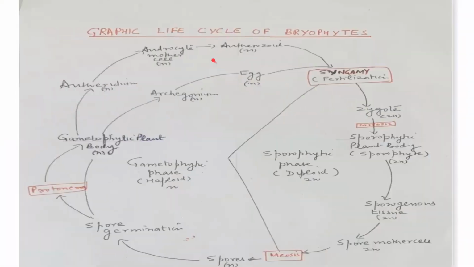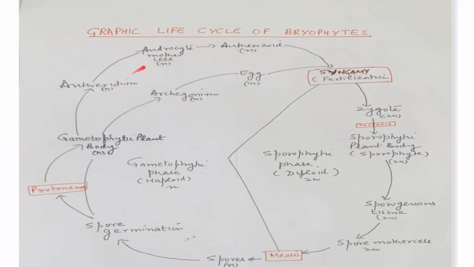This is about the graphic life cycle of bryophytes. If we give the life cycle in diagrams, this is called diagrammatic. And if we give it in writing, this is called the graphic life cycle. So the life cycle starts from the main plant body of bryophytes, which is the gametophyte, haploid in genetic constitution. This bears the sex organs, antheridium and archegonia. Both are haploid. Though they are multicellular, jacketed sex organs, their genetic constitution is haploid.